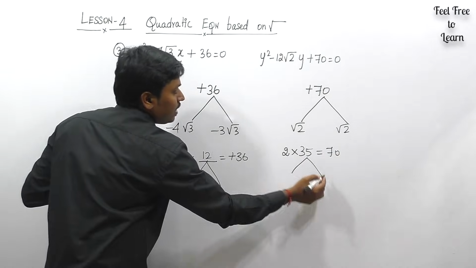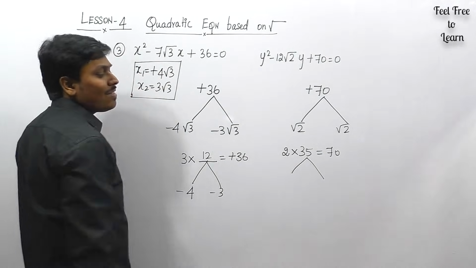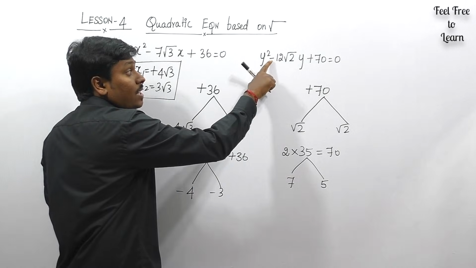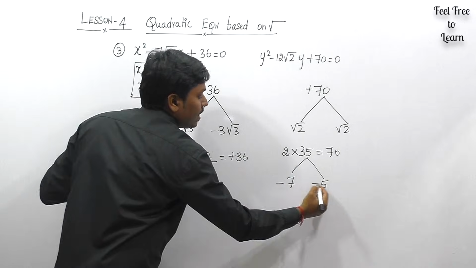Now split this 35 in order to get minus 12. So I think 7 5 is 35. Friends, listen here. 7 into 5 will be 35. But our target is to get minus 12. So minus 7 and minus 5.